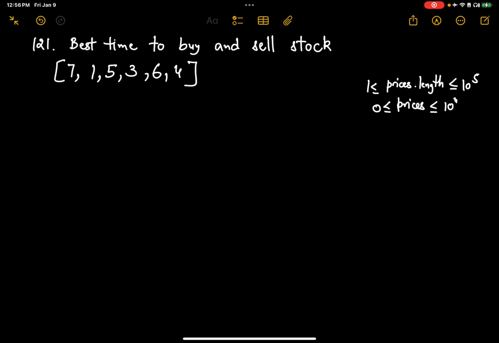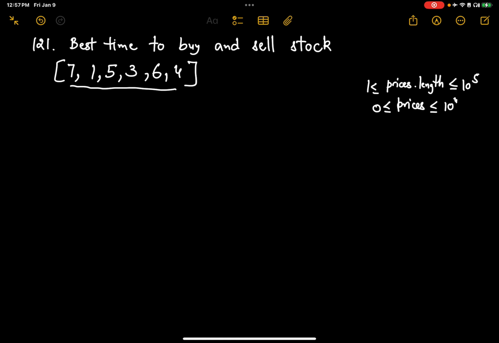Let's jump into the problem. So what does the problem say? Basically, you are given all the prices of a stock on some days, and you have to buy a stock, and then you have to sell a stock, and the goal is to optimize the profit. Just remember, you can just do one transaction in this question. If you are allowed to do multiple transactions, then it's a different question. I'll be posting those videos too.